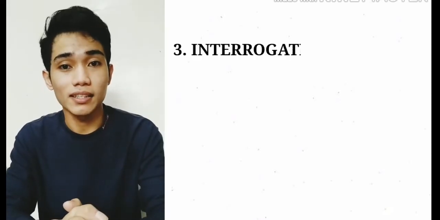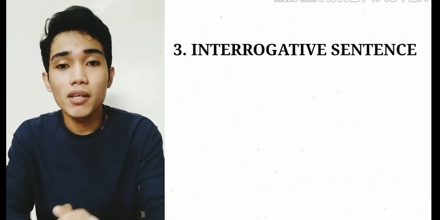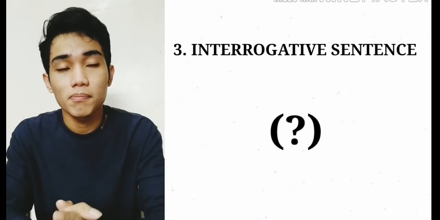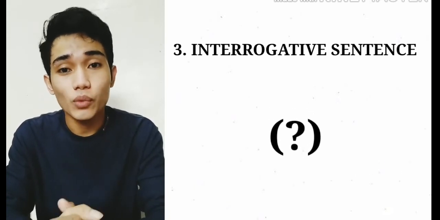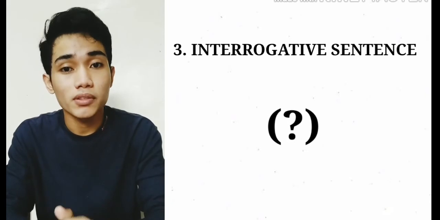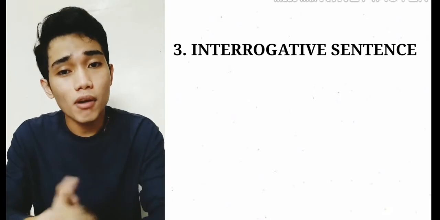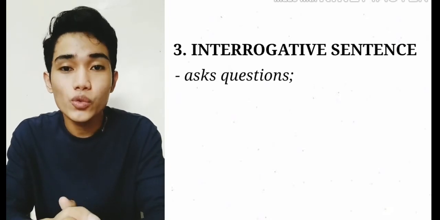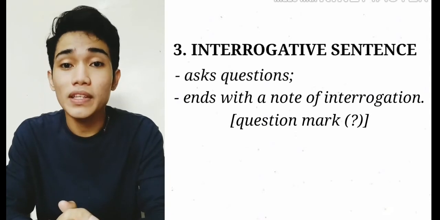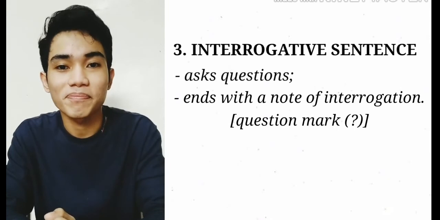The third type of sentence is the interrogative sentence. For me, it's very much easy to recognize and to remember because of the question mark. All sentences that you encounter with question marks are examples of interrogative sentences. An interrogative sentence asks questions. And this usually ends with a note of interrogation, which is also known as a question mark.